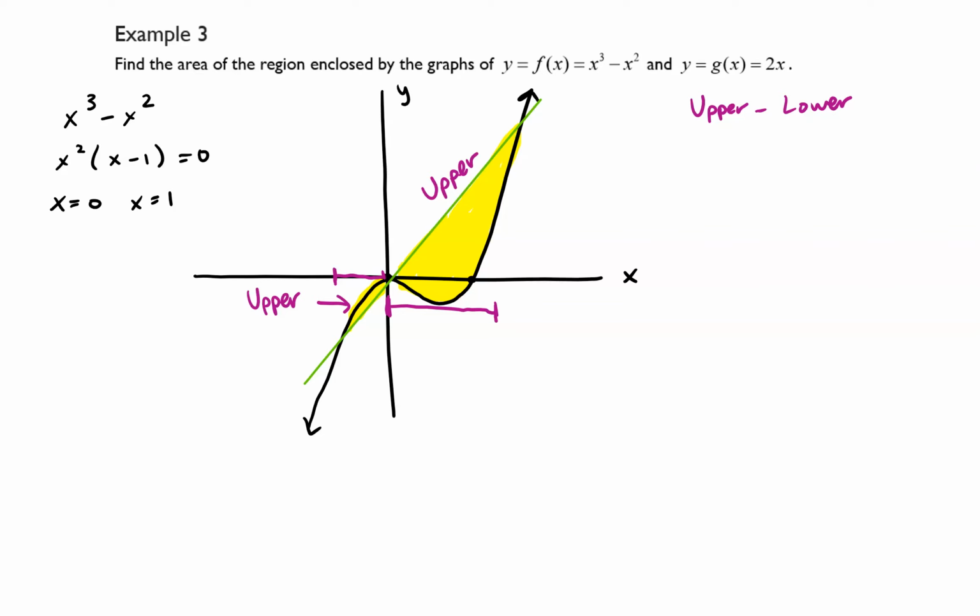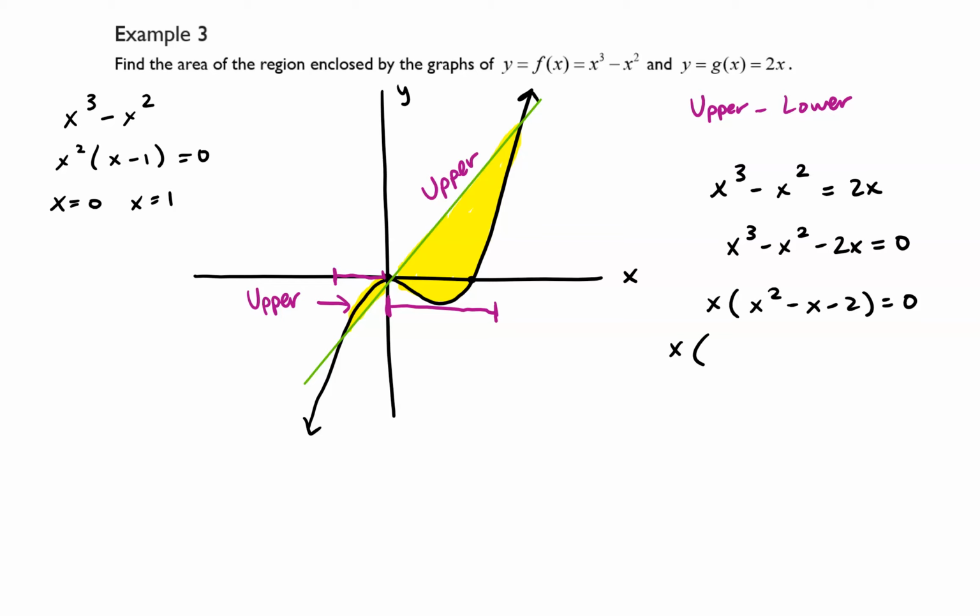And before we even do that, we still need to figure out where our curves are intersecting. And we know that one of them is going to be at x equals 0, but we still need to figure out the other two. So I'm going to set x cubed minus x squared equal to 2x. And then if I subtract 2x from both sides, we get that. And then I can factor out an x, and we will solve that equation now.